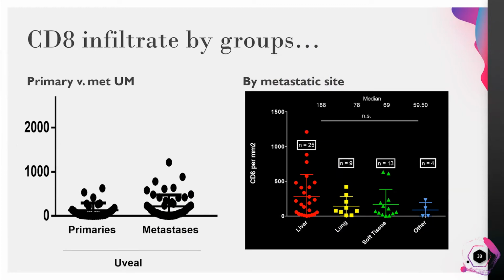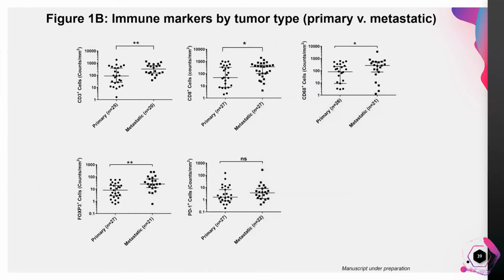It's hard to see in that graph on the left, but actually metastases do have a higher infiltrate than primary tumors. It's just, again, not statistically significant, it's more of a trend. And you saw this slide by metastatic site. We looked at tumor type, primary versus metastatic, and is it just the CD8 T cells, or is it across all T cells?